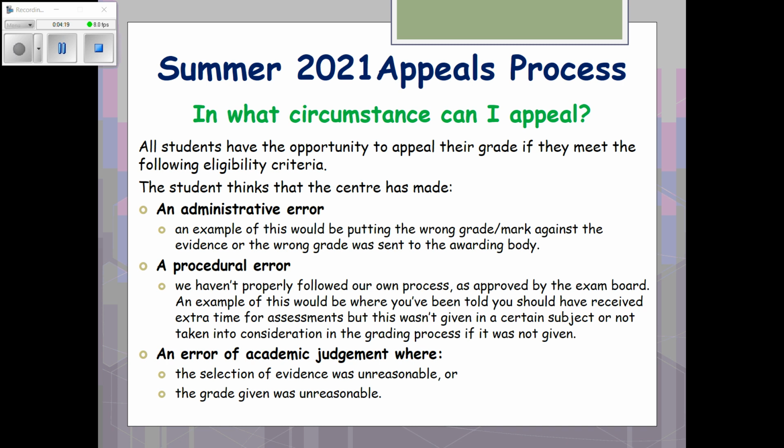Or following this, it could be an error of academic judgment, where the selection of evidence that was used to provide that TAG was unreasonable, or the grade that was given based upon that evidence was unreasonable. So these three different sections can offer the opportunity for an appeal.